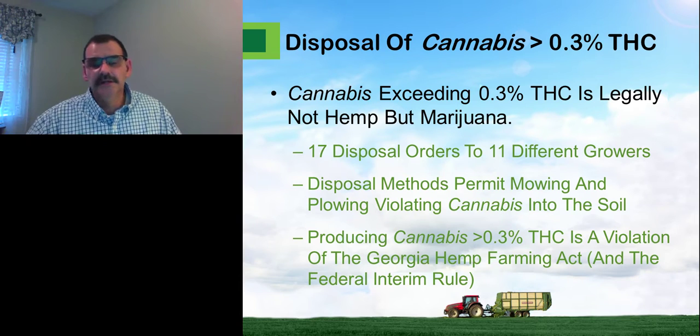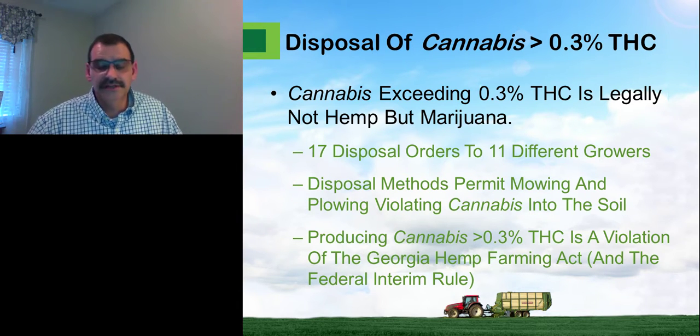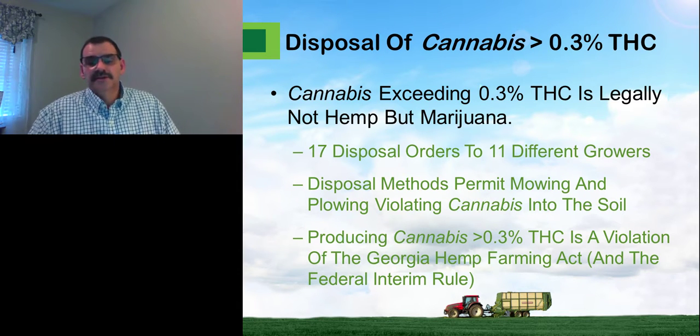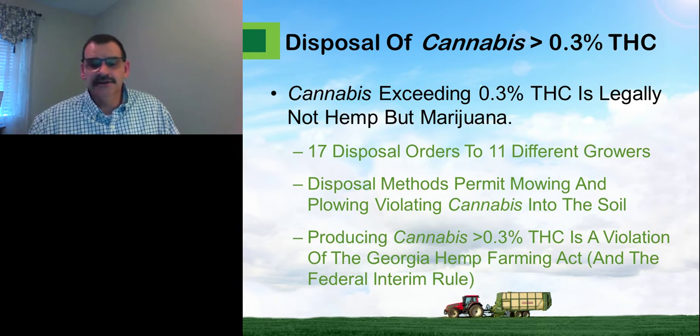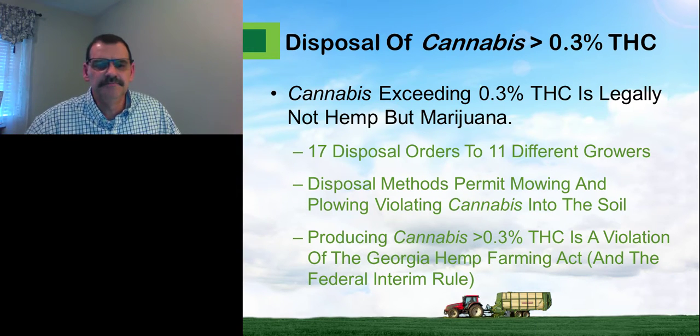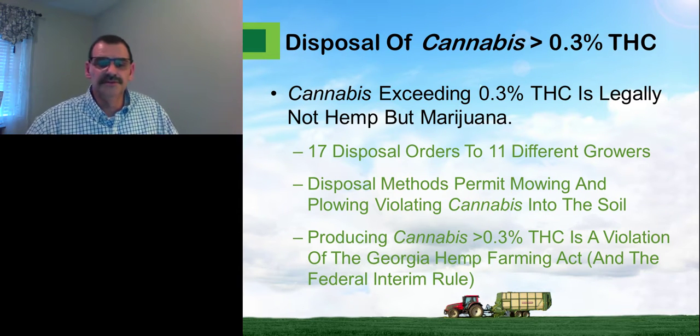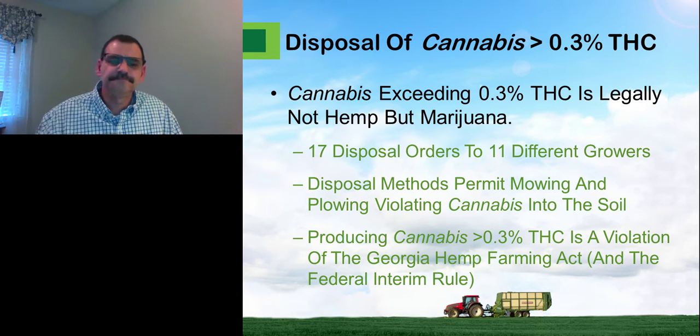USDA also allowed growers this year options other than only incineration. Disposal methods include mowing and plowing. You couldn't just mow it, you had to plow it in, which was good. A little bit of a soil amendment, maybe a little expensive soil amendment, but that was an option. And just a reminder, producing cannabis that's over 0.3% is a violation. And so we will be entering into agreements with those growers.